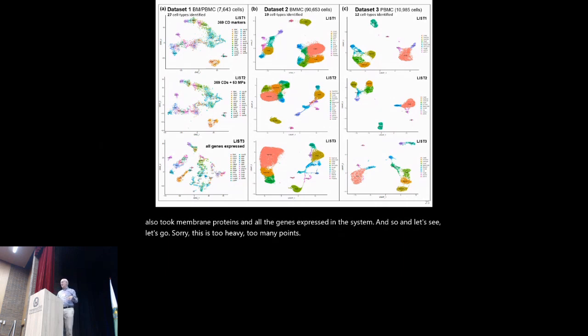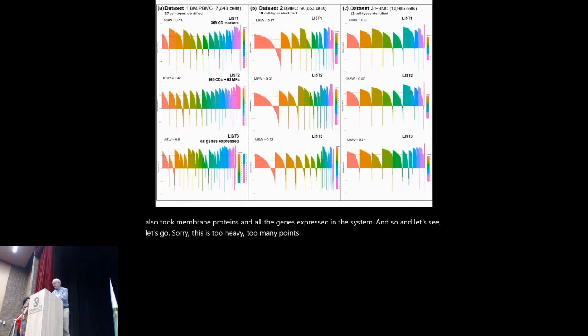Well, what we did is to apply these different signatures, and then we ran a machine learning method, the random forest, to identify which were the signatures that better identify the different cell types. And this is what I wanted to show you, if it is possible. Sorry about this. Too heavy. This is a silhouette algorithm to identify the groups, the cell groups.